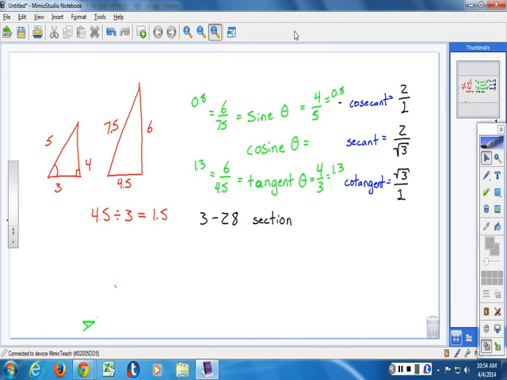Section 4-2. Sine inverse would be cosecant? What? Sine inverse? Nope.